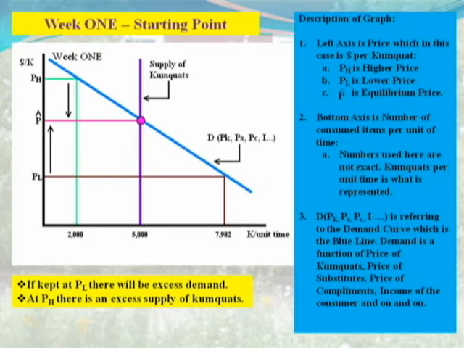So in this case, the supply of kumquats is set at 5,000, that purple line, and the equilibrium point is where it meets that price level P with the little hat on it.